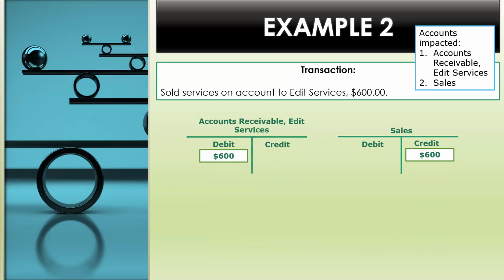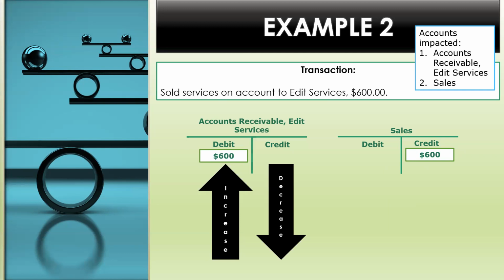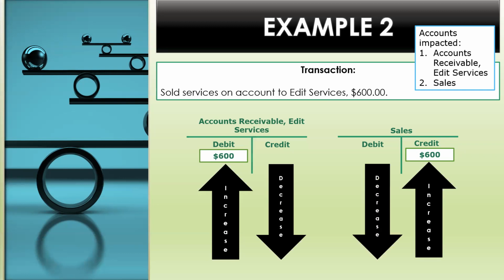Example 2. The business transaction states, sold services on account to edit services in the amount of $600. The 2 accounts impacted by this business transaction are accounts receivable edit services and the sales account. For this business transaction, we will debit accounts receivable edit services, and this debit will increase this account. We will credit sales in the amount of $600, and this $600 credit will increase the sales account.